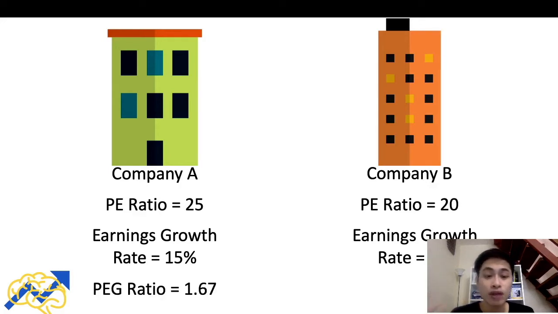So if we want to calculate the PEG ratio of company A, we take the price earnings ratio, which is 25 for company A, divided by its earnings growth rate of 15%, which will give you a PEG ratio of 1.67. And to calculate the PEG ratio for company B, we take the PE ratio of company B, which is 20, divided by its earnings growth rate, which is 5%. So we get a PEG ratio of 4.